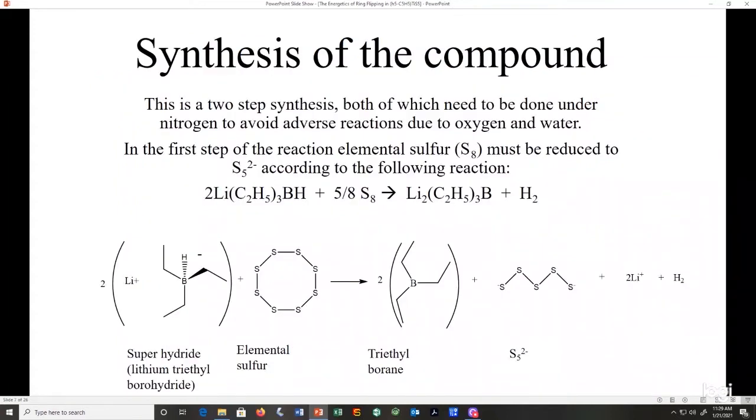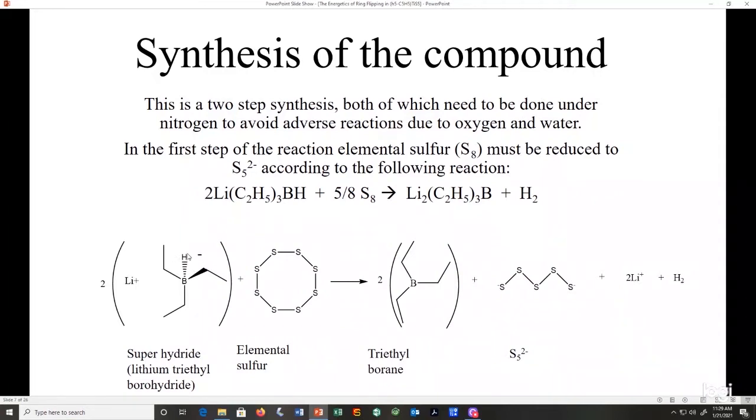Synthesis of the compound. This is a two-step synthesis, both of which need to be done under nitrogen to avoid adverse reactions due to oxygen and water. In the first step of the reaction, elemental sulfur, which is an 8-membered ring, must be reduced to S5 2- according to the following reaction. So here's our superhydride molecule, and this is lithium triethyl borohydride. We have a lithium +1 charge here. Then we have this borohydride molecule, which has a negative charge.